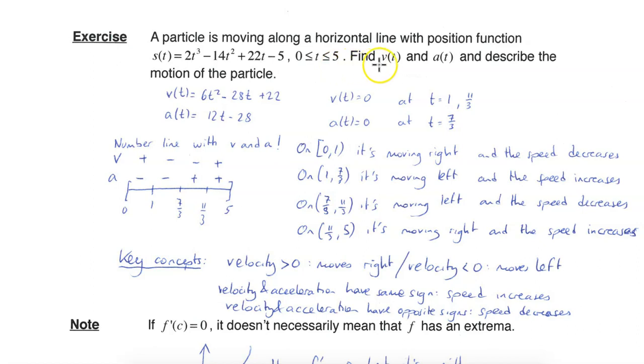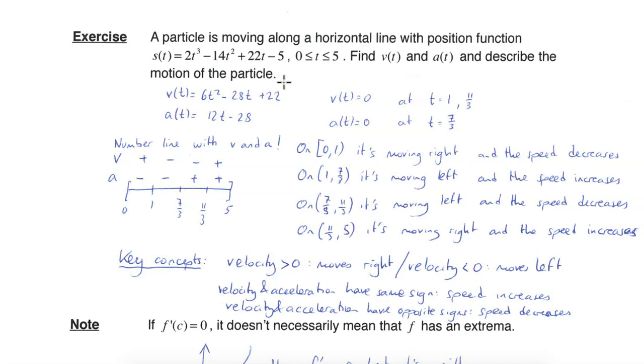We are asked to find the velocity and the acceleration of the particle, and then to describe the motion of the particle. So this is a general term. It might be more precisely expressed in a quiz or a test. Here it's going to be describing whether the particle is moving to the left or to the right, and whether the speed is increasing or decreasing.